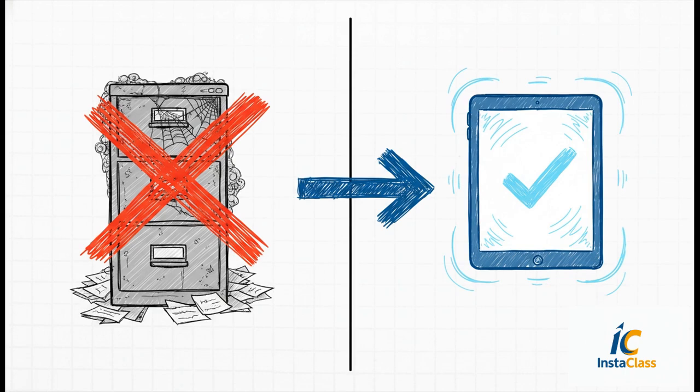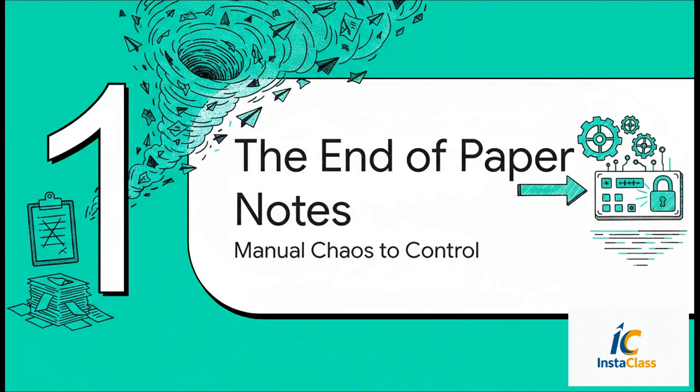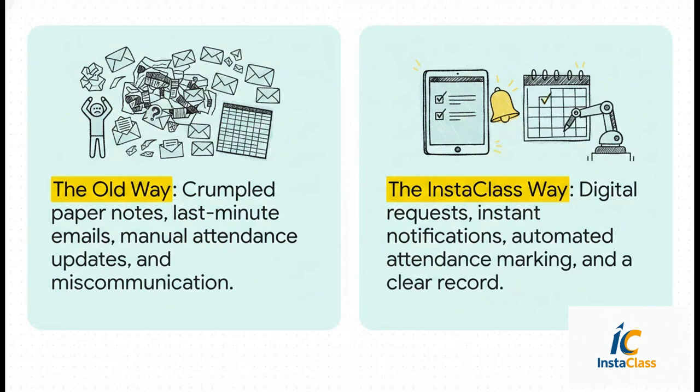can make everything. All right, first up, let's talk about finally getting away from that manual chaos and stepping into automated control. This really is the end of the paper trail. I mean, the difference here is pretty stark, right? On one side, you have the old way, all those crumpled notes, last-minute emails, and the manual updates that just lead to confusion. But then you look at the InstaClass way. Everything's digital, you get instant notifications, attendance is marked automatically, and you have one central, clear record. It's really night and day.